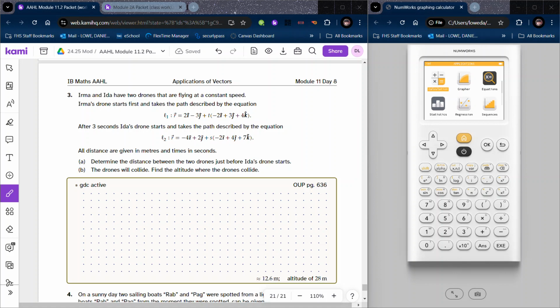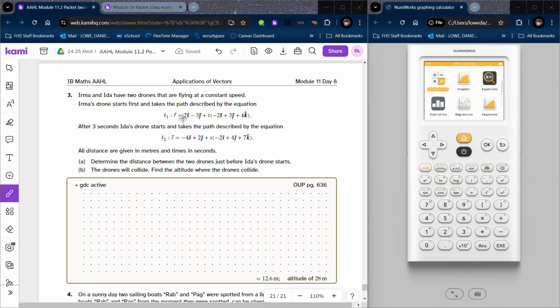Okay, let us continue with some more applications of vectors. Here we have a situation where some people are flying drones, and the drones happen to be flying at a constant speed. One drone starts first and takes a path given by the vector equation seen. Then another one starts from a different path, 3 seconds later, and takes a slightly different path.